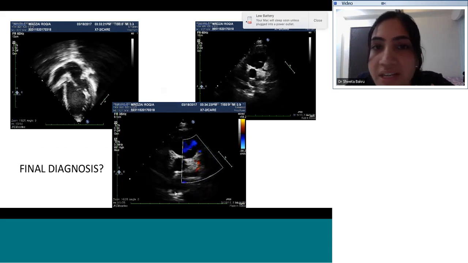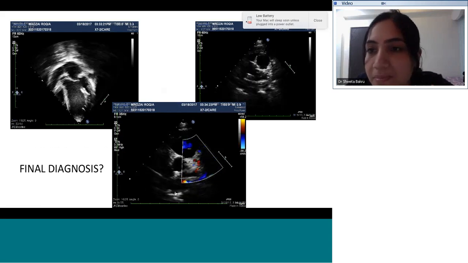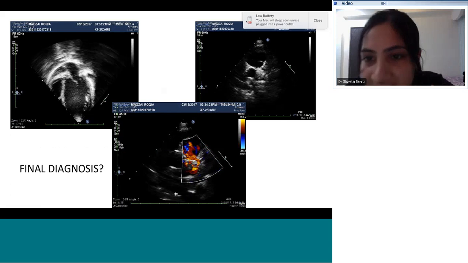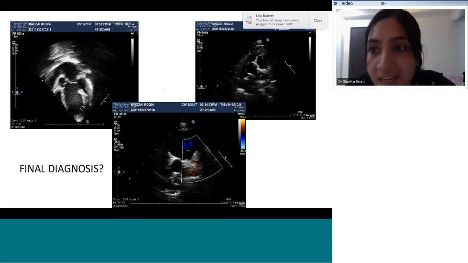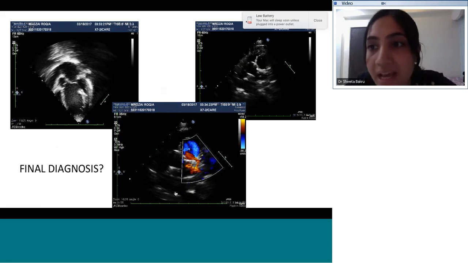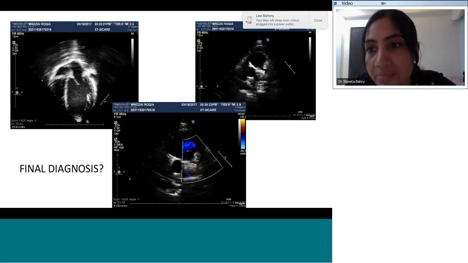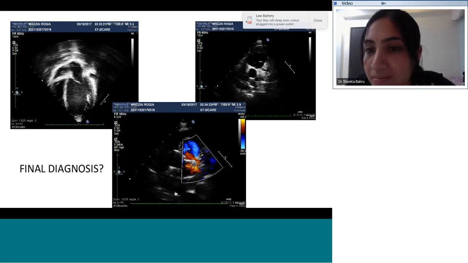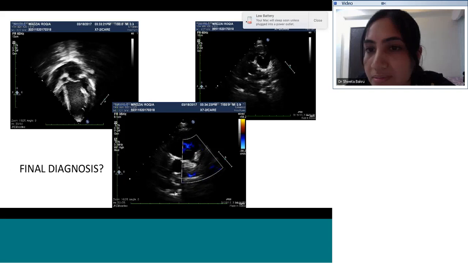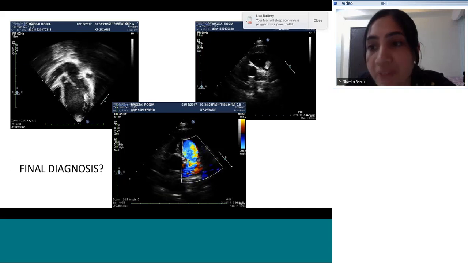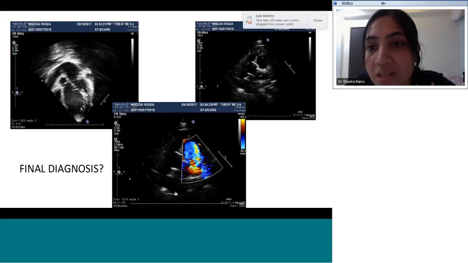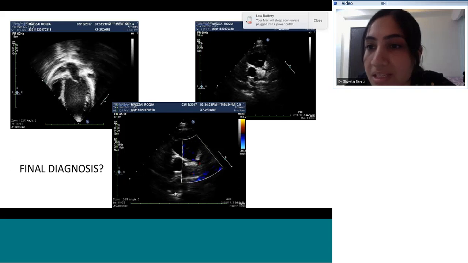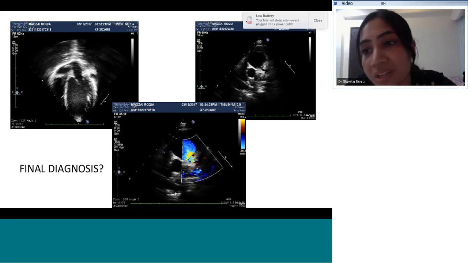Now what is the final diagnosis? Yes, Sakshi, it's ALCAPA. So what you were seeing on the interventricular septum, were they still VSD? You think there is ALCAPA with VSD? Yeah, they were coronary collaterals.